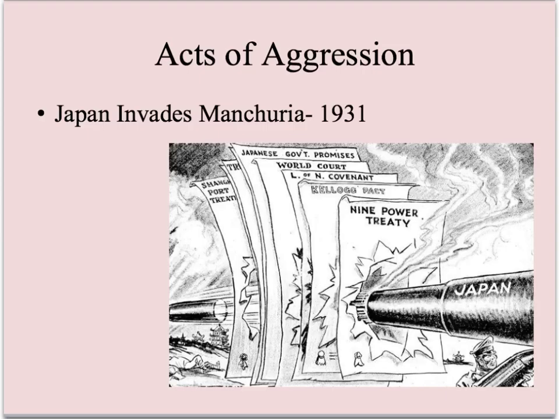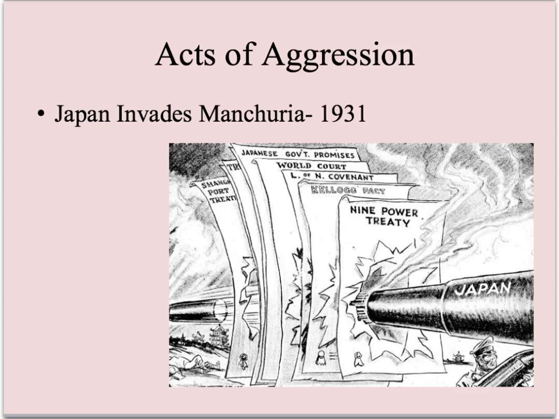However, the first acts of aggression actually take place on the other side of the world in 1931 when Japan invades Manchuria, which is just north of China. And Japan at this time actually drops out of the League of Nations. They basically ignore the treaties that they had signed as they invade into Manchuria.